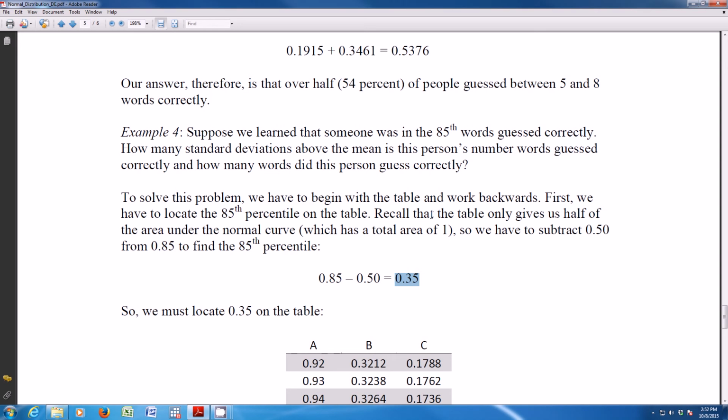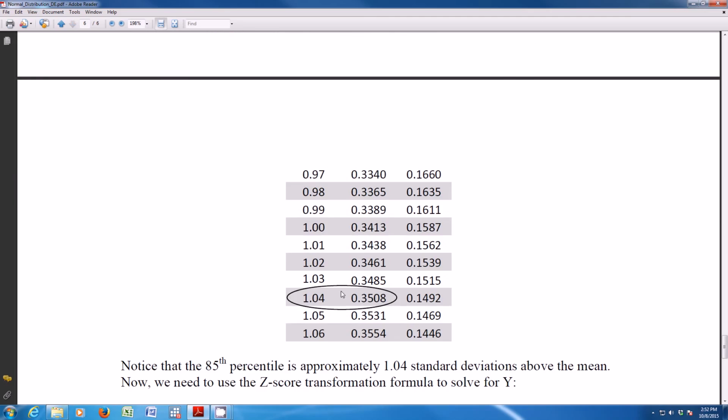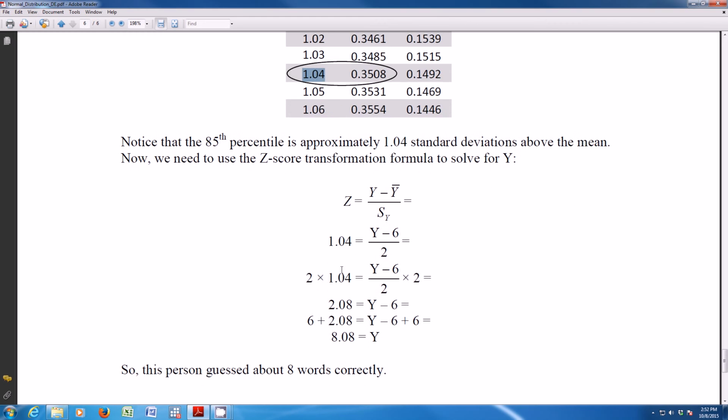So now what we're going to do is look that value up in column B of the table and find the corresponding z-score. So if we look at column B, the first one to have a value of 0.35 corresponds to a z-score of 1.04. And so we can plug that value into our z-score formula along with the mean of 6 and the standard deviation of 2, and we can solve for y. That'll be the answer to our question. That'll tell us how many words somebody got correct if they're in the 85th percentile. So we're just going to use some basic algebra here.